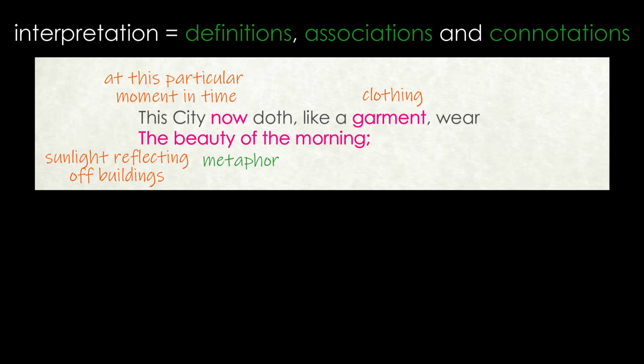Now I'm going to look at the other techniques which are used. "Like a garment" is clearly a simile because we have this marker word "like" here, and the fact that Wordsworth is suggesting that the city is wearing the sunlight like an item of clothing means that he is personifying it.